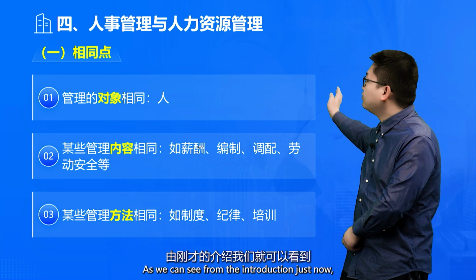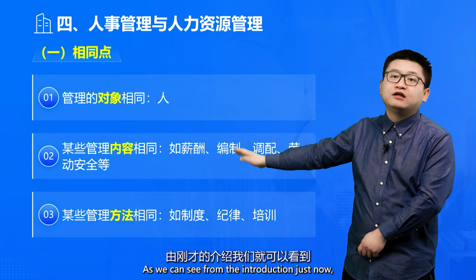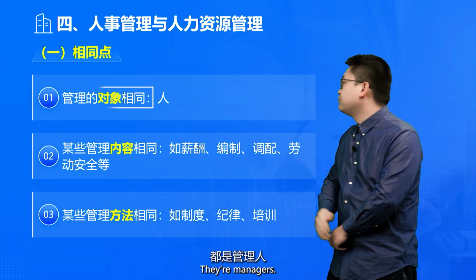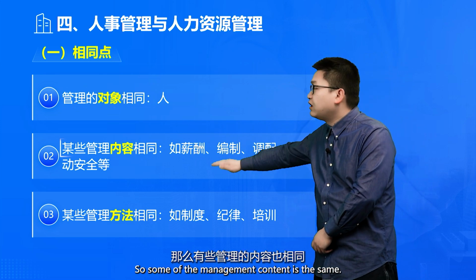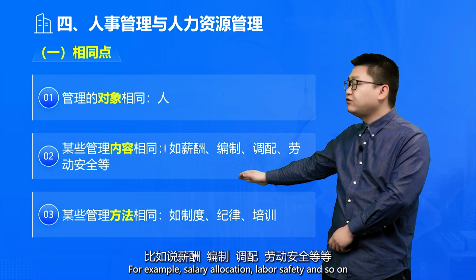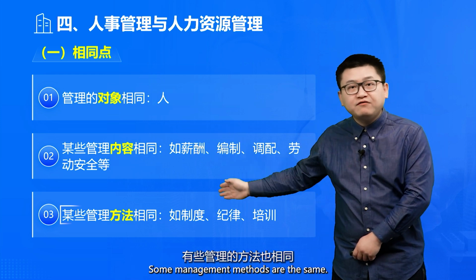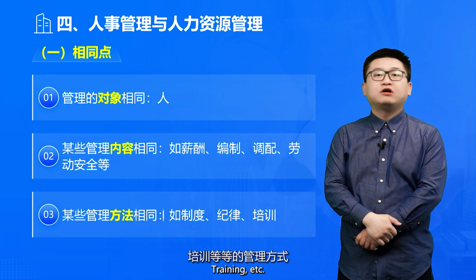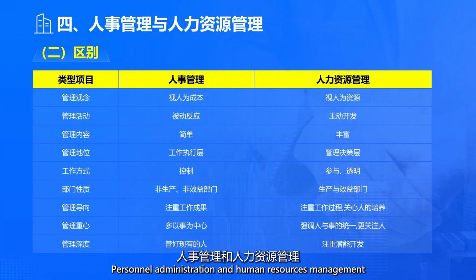As we can see from the introduction just now, they have something in common. For example, they manage the same object, people. So some of the management content is the same, for example, salary allocation, labor safety, and so on. Some management methods are the same, for example, discipline, training, etc.